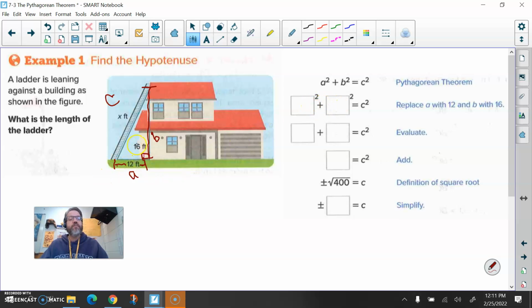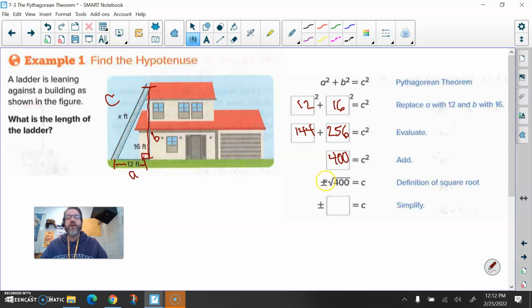So 12 squared plus 16 squared equals c squared. Now I grab my calculator. 12 squared is 144. Again, you can use the x squared button on your scientific calculators. 16 squared is 256. So 144 plus 256 will equal c squared. Now when we add these together, we get 400 equals c squared. And remember, to unsquare a number, you find its square root. That's the inverse of squaring a number. So c will equal the square root of 400.